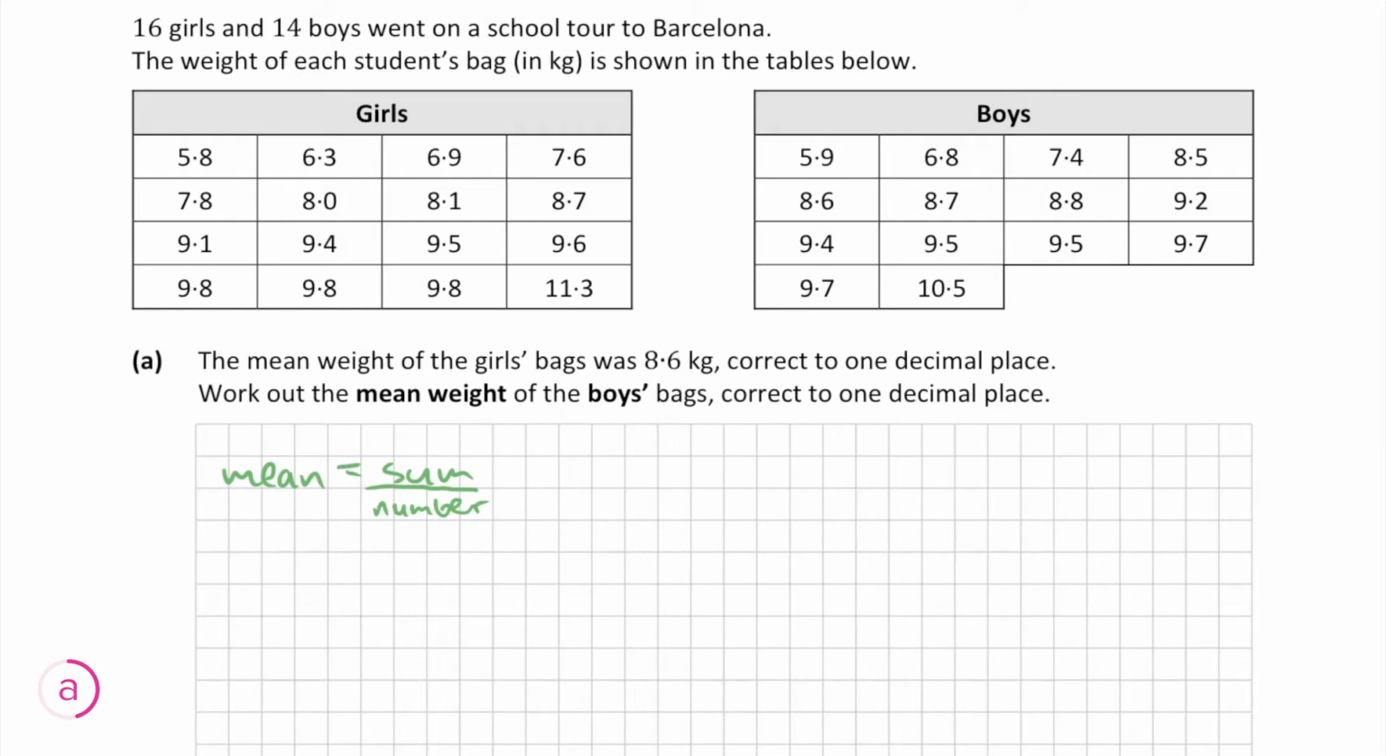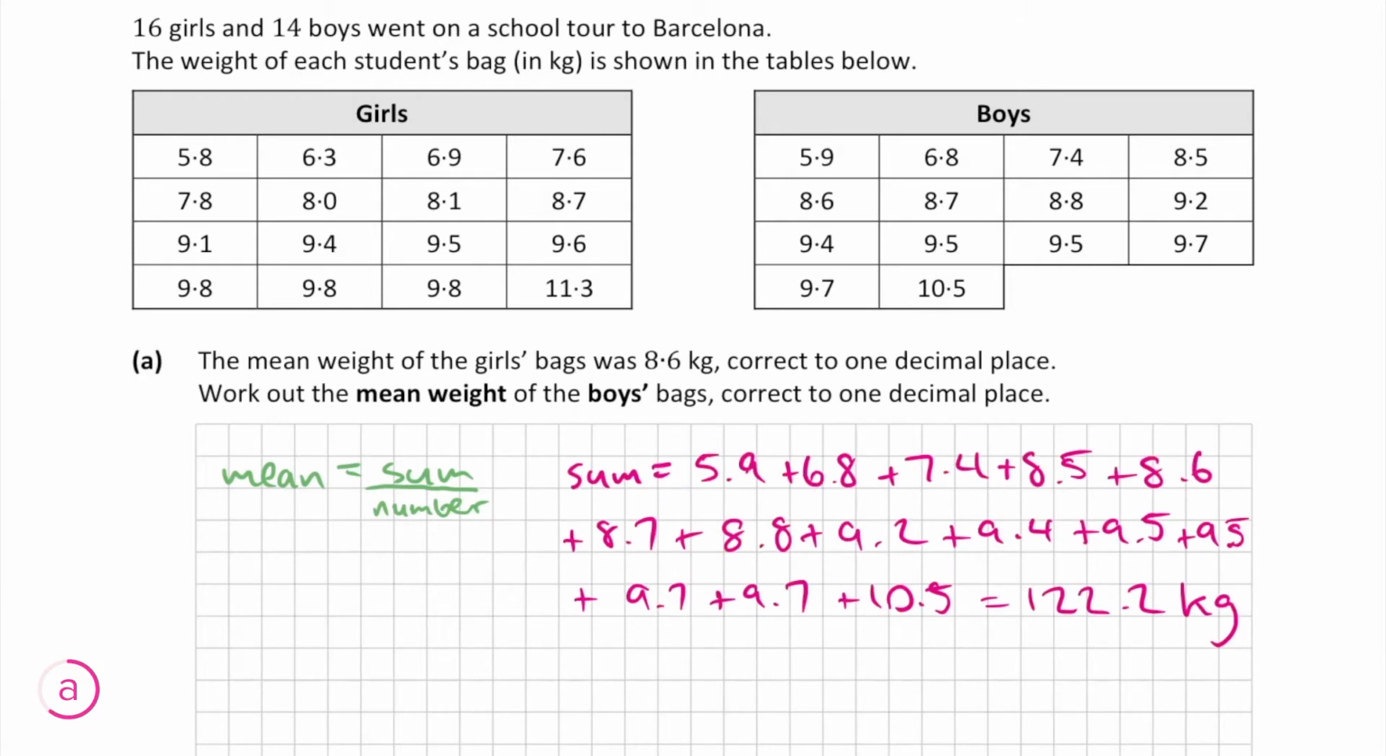To find the mean, we must first find the sum of the weights and divide it by the number of bags. The sum of the weights of the bags is 122.2 kg. And since there's 14 boys, to find the mean, we divide this by 14, which gives us 8.72, which gives us 8.7 kg correct to one decimal place.